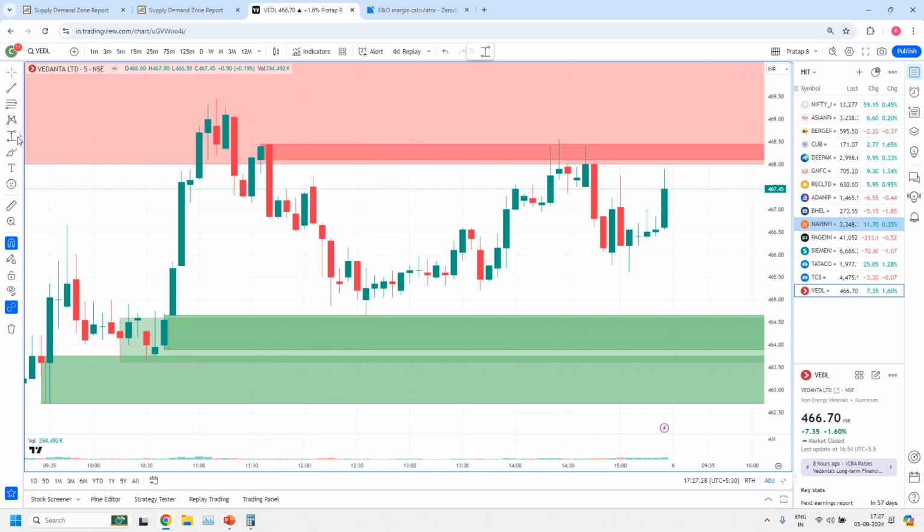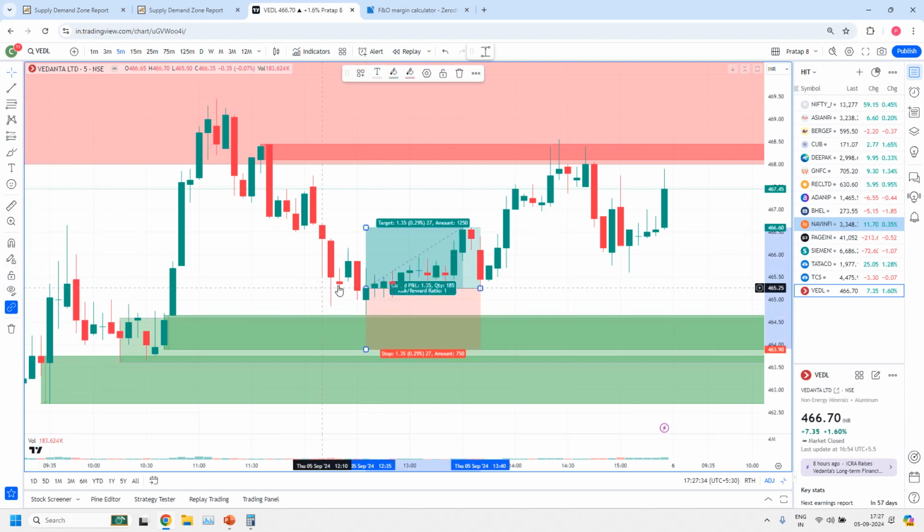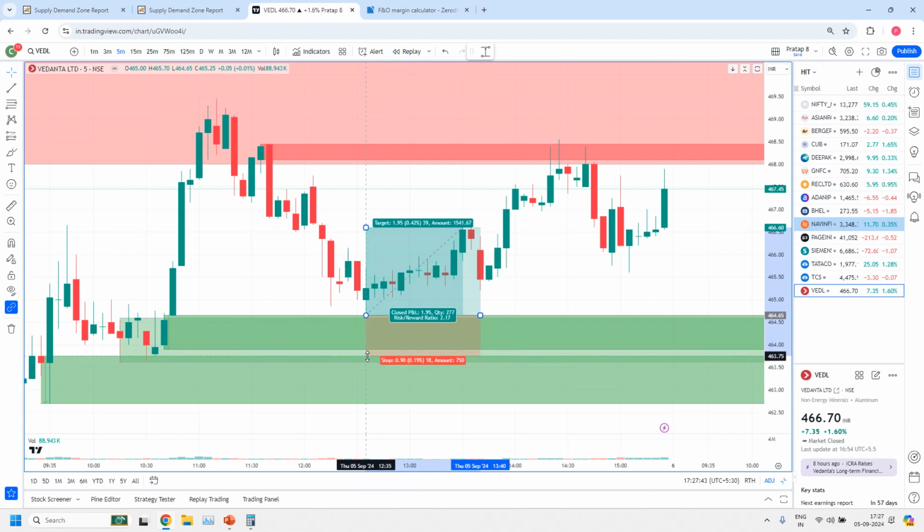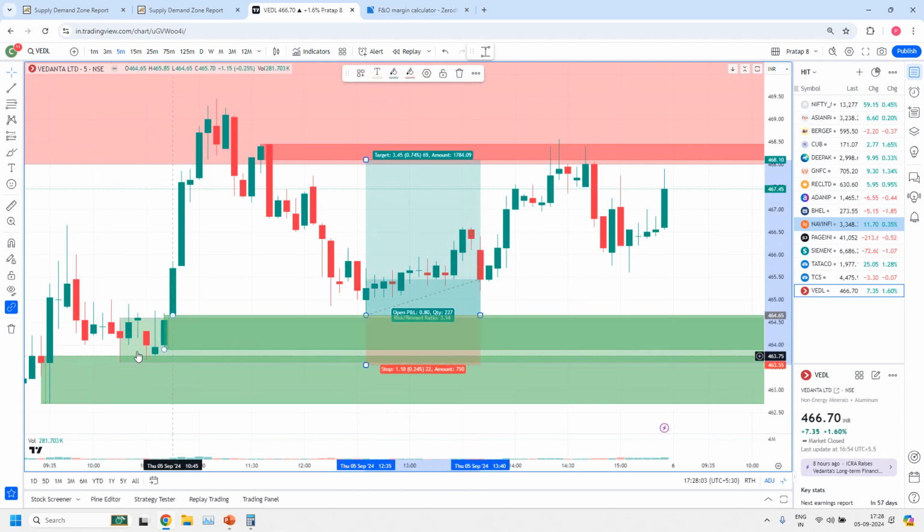So what is the RR you are getting? Go to the long position. It is 1 to 3.48. You can also further adjust the risk somewhat up to here. Why? Because this entire order flow is starting from here. That way also you can plan. Or you can exit or take a new entry from here. Either way.